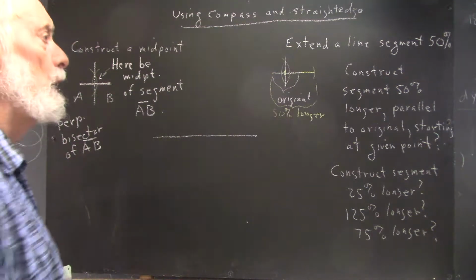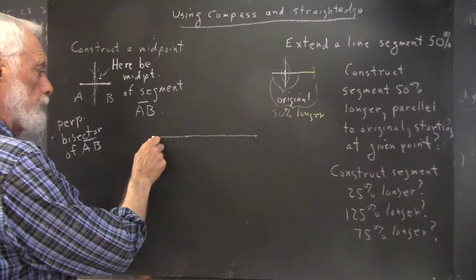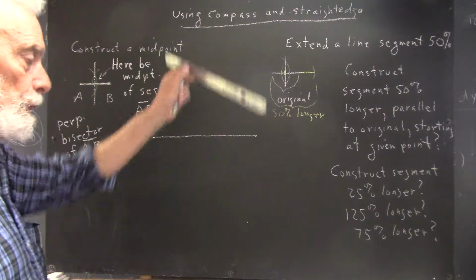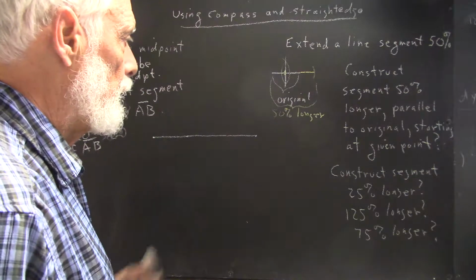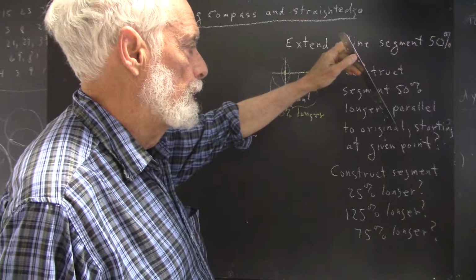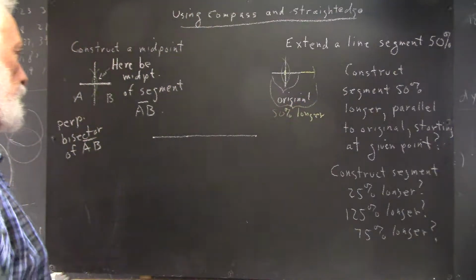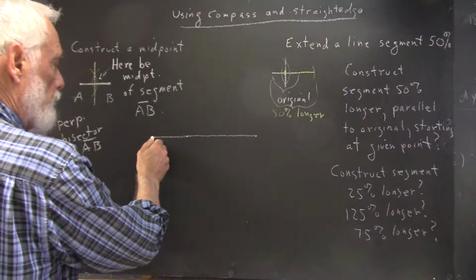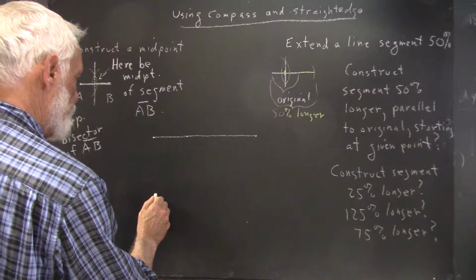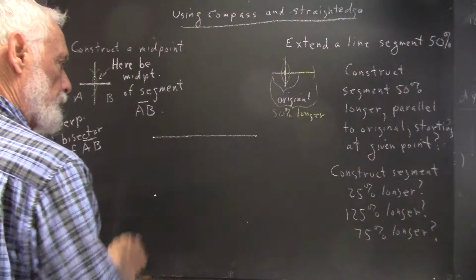Okay, now I want to construct a segment 50% longer than the segment that I've drawn here. So, how am I going to do that? Well, the same way I did this one, except now I want to construct the segment parallel to the original segment, starting at some given point. So I'm going to make the given point here. So I'm going to want to construct a segment 50% longer than this one, starting here.